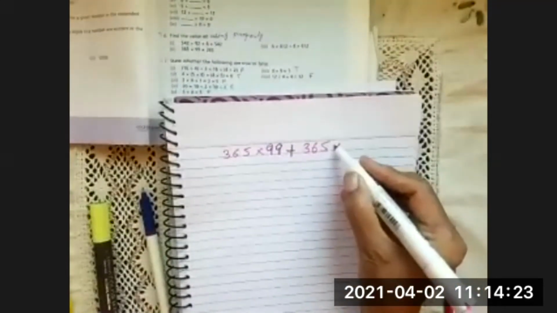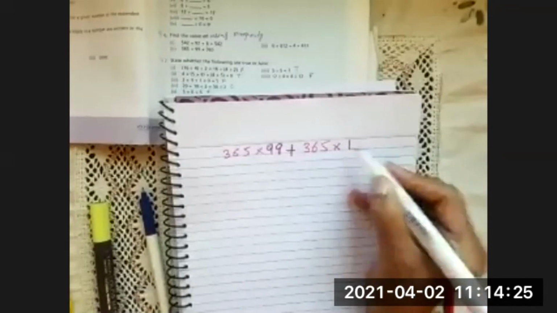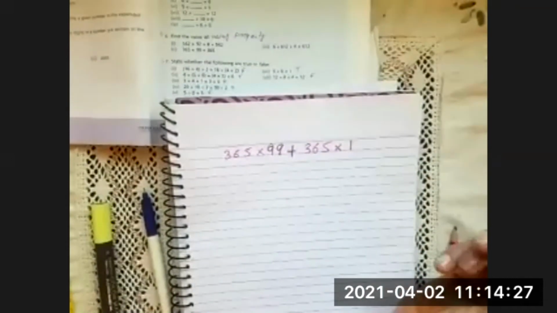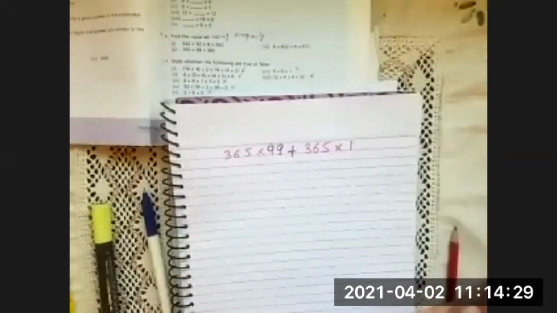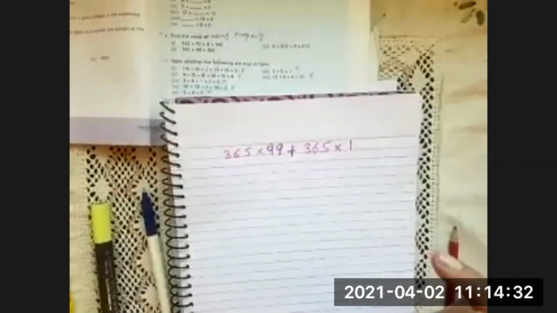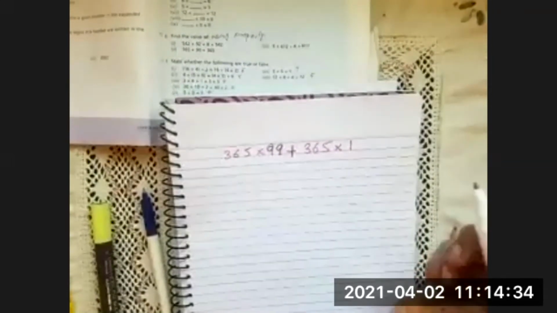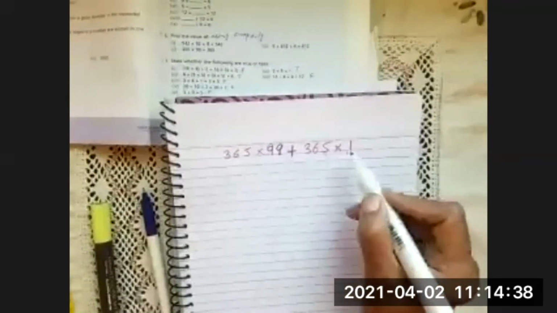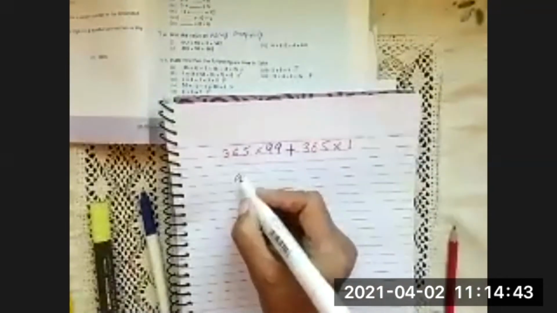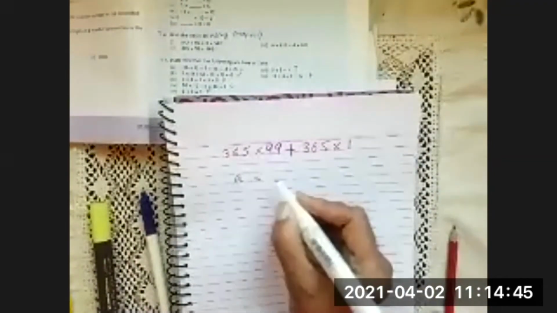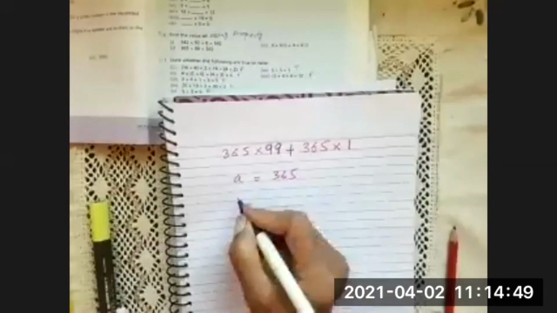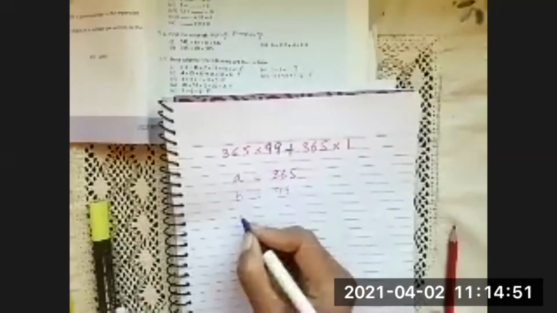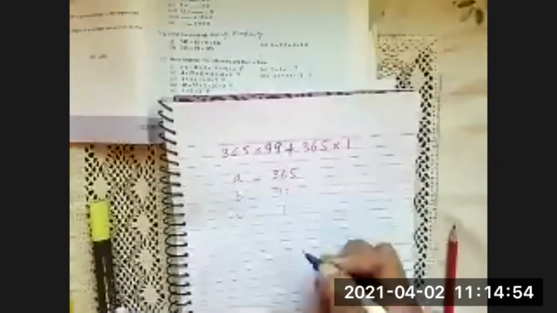And you will multiply 365 by 1. You know the property of 1: when we multiply any number with 1, we will get the same number. So there's no change in the number. We can multiply 365 with 1 to make our C as 1. So what is A in the formula? A is 365, B is 99, and C is 1.